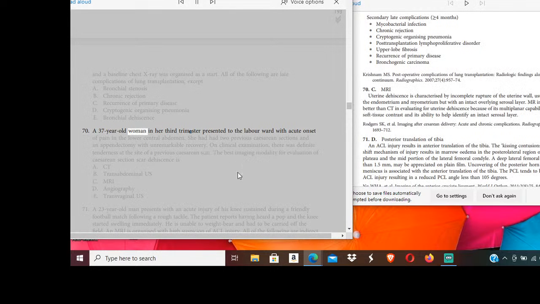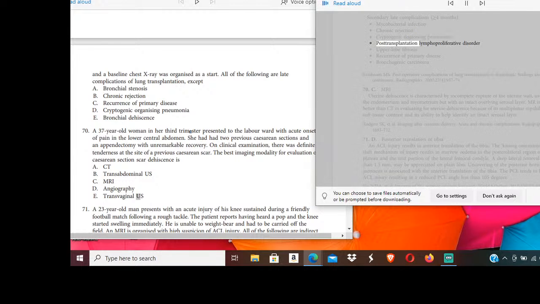A 37-year-old woman in her third trimester presented to the labor ward with acute onset of pain in the lower central abdomen. She had had 2 previous cesarean sections and an appendectomy with unremarkable recovery. On clinical examination, there was definite tenderness at the site of a previous cesarean scar. The best imaging modality for evaluation of cesarean section scar dehiscence is: A, CT; B, transabdominal US; C, MRI; D, angiography; E, transvaginal US.